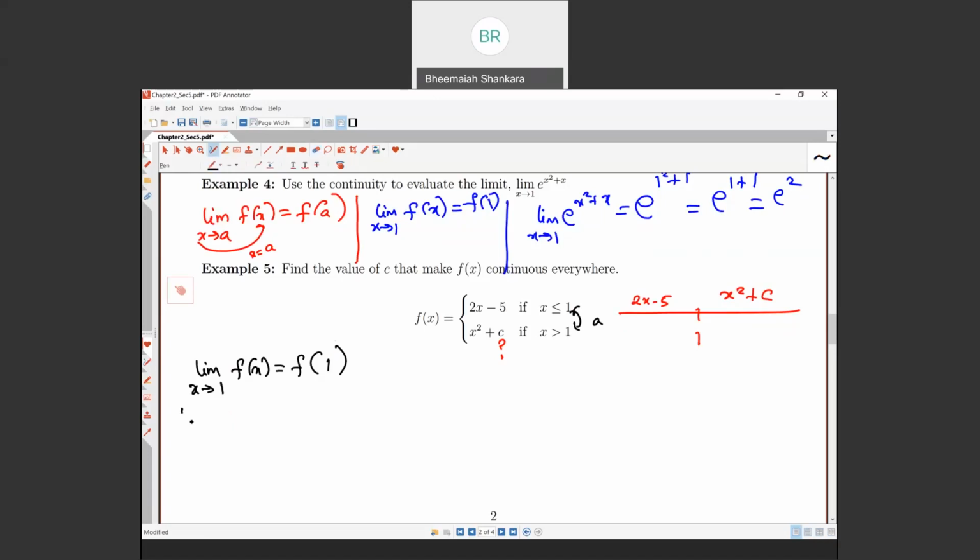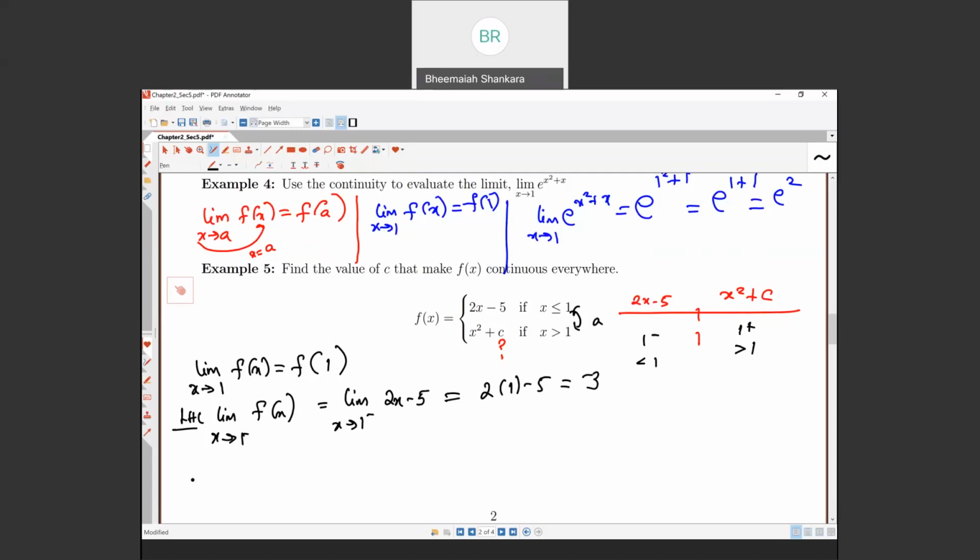Now you will calculate the left-hand limit, which is limit x approaching 1 minus f of x. 1 minus means it's all the values which are less than 1. 1 plus means which is all the values greater than 1. So for 1 minus, the function is 2x minus 5. You read the graph carefully, the number line, and then plug in the limits. 2 times 1 minus 5, and this is negative 3.